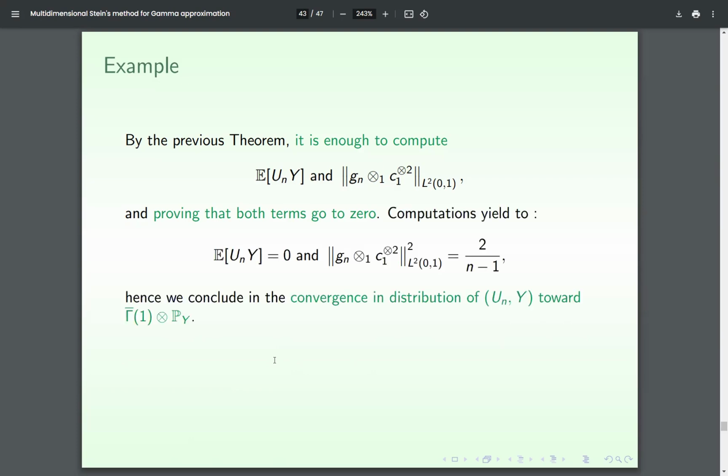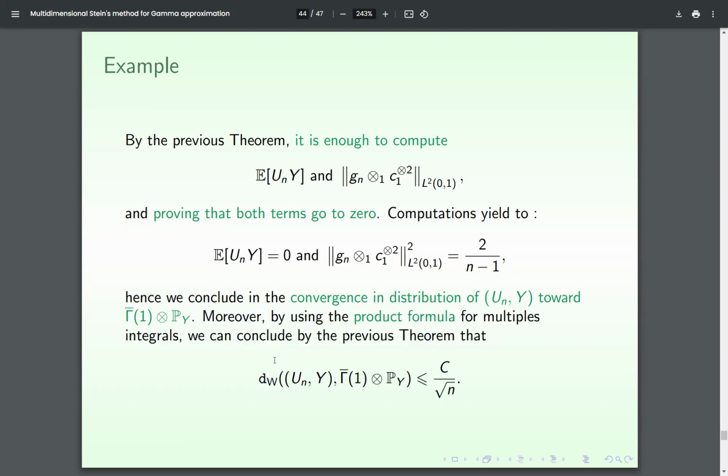And in fact, we can prove that this is decorrelated for every n. The expectation is equal to 0. And we can compute the second term right over here, which goes to 0 as n goes to infinity. And just by using our theorem, it is quite easy to prove that we conclude the asymptotic independence. And better, we can have an estimation of the Wasserstein distance between the couple (Un, Y) and the asymptotic law, the gamma distribution times the law of Y, and it will be the same speed as Un to the gamma distribution, meaning square root of n.